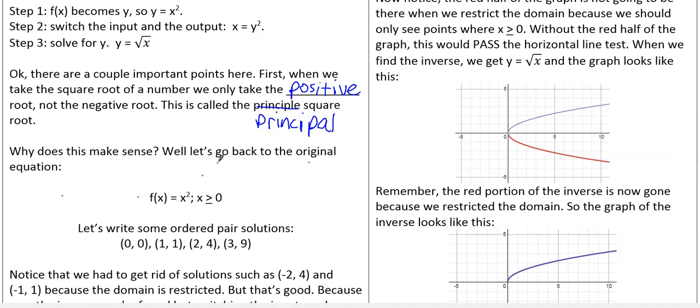Well, let's go back to the original equation. f(x) is equal to x squared when x is greater than or equal to 0. Let's write some ordered pair solutions: (0, 0), (1, 1), (2, 4), (3, 9).